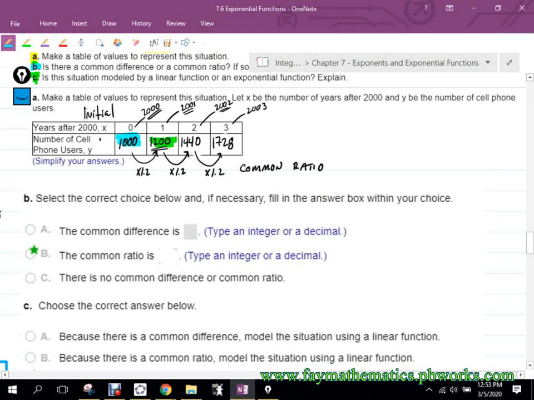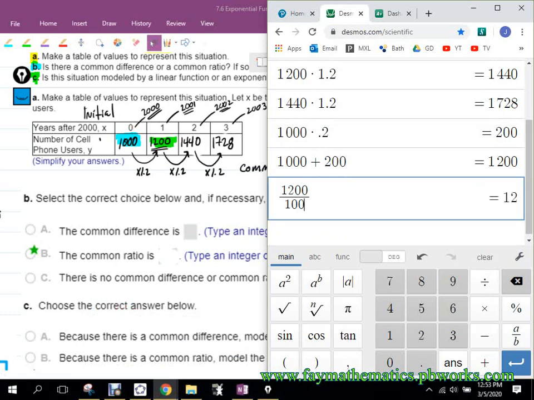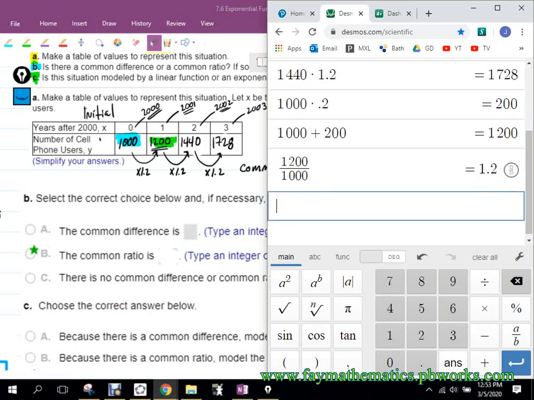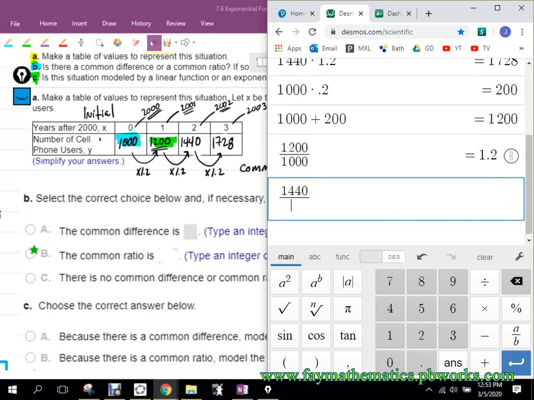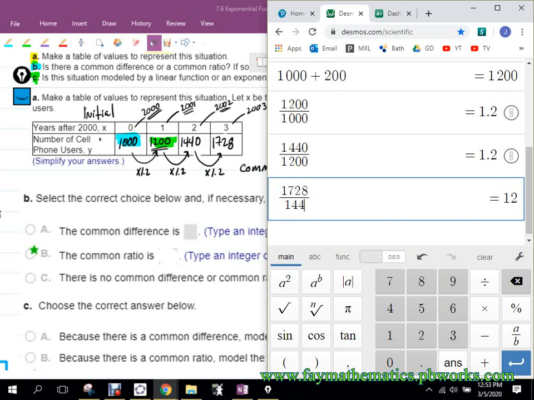Does that make sense? So if I do that, let's take the green number of 1,200 and divide it by the blue number of 1,000. Does that give me 1.2? Yeah. If I go 1,440, what should I divide 1,440 by? 1,200. Does that give me my 1.2? And I go 1,728, and that should divide by 1,440 and gives me a 1.2, right?